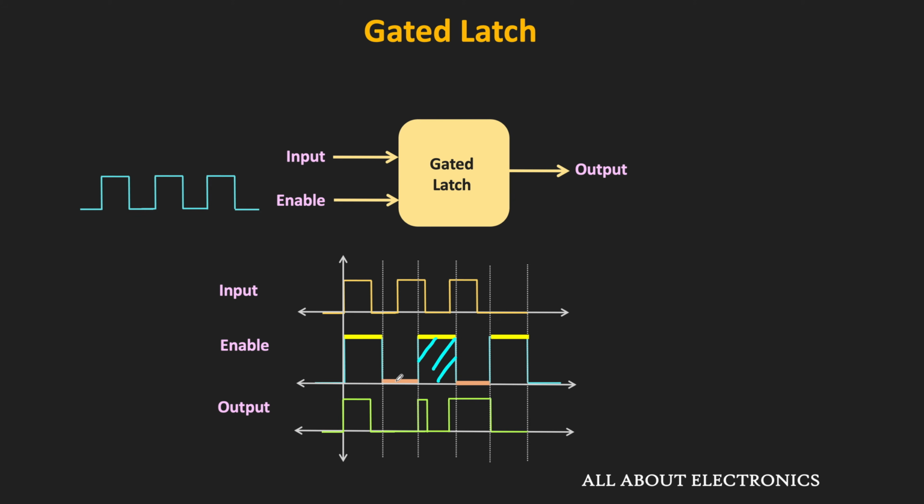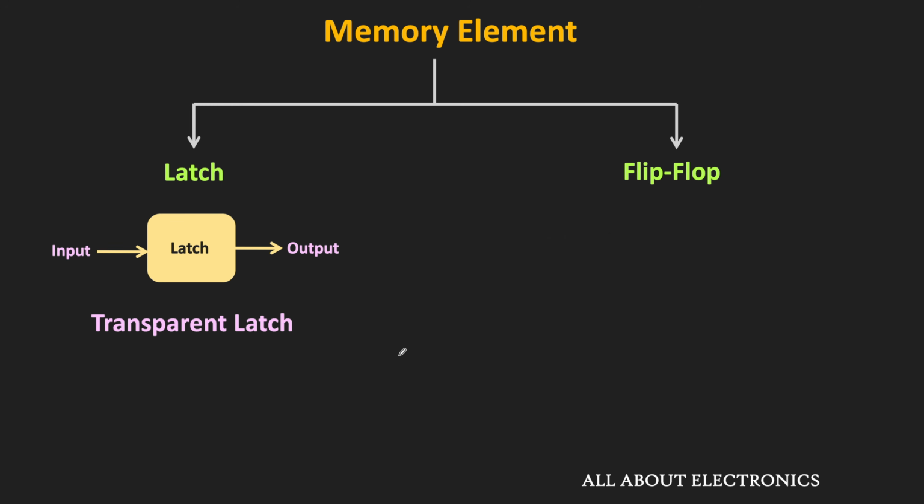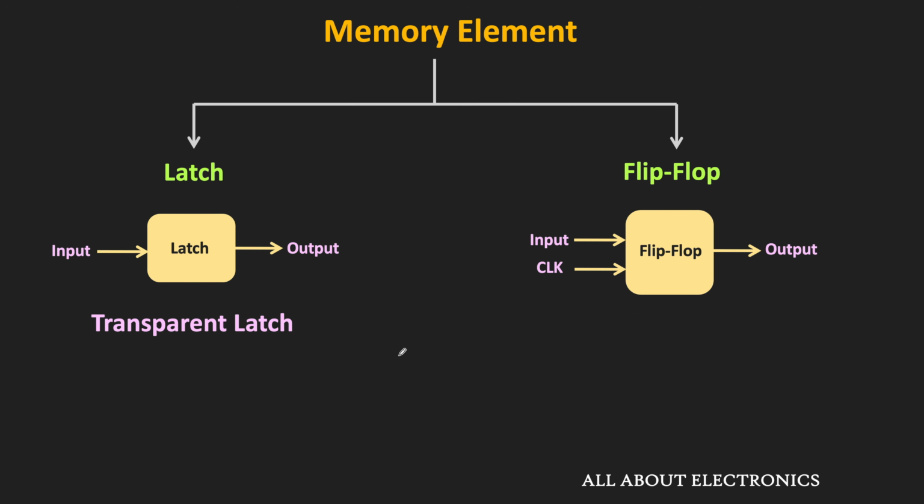As you can see, when this periodic clock pulse is applied at the enable input, this gated latch will become a level sensitive memory element. That means it will become transparent when this clock signal is high. On the other hand, if you see the flip-flop, then it also has a clock input, and it responds to the input only at the clock transition. That means the flip-flop is the edge triggered memory element.